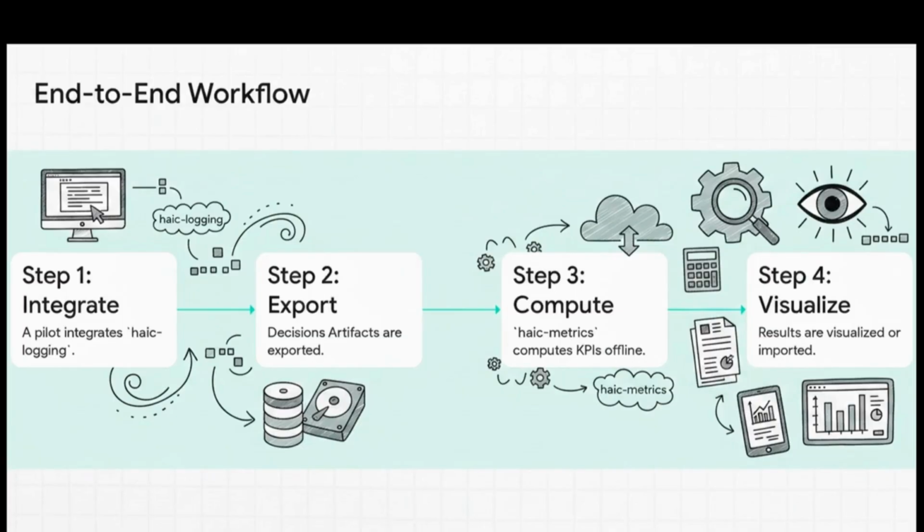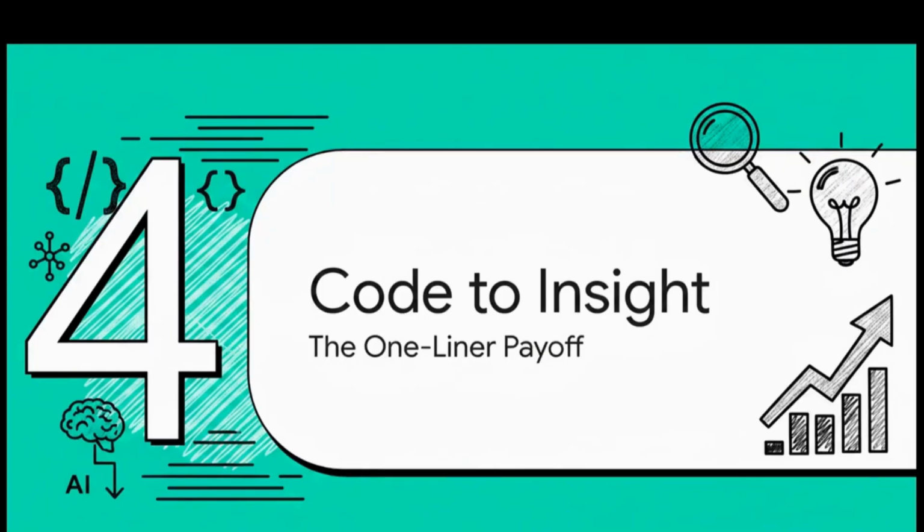Then, totally separate from your live application, you run haic-metrics on those files to calculate all your KPIs. From there, you can feed those results into a dashboard, a research paper, you name it. And now for my favorite part. Let's see what this actually looks like in practice.